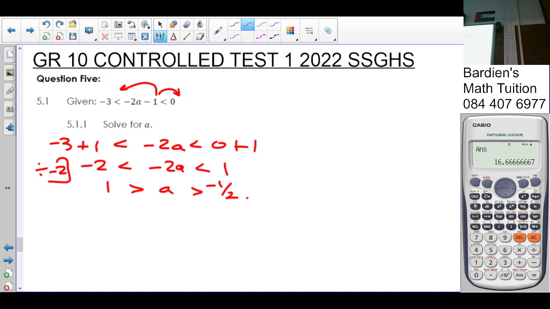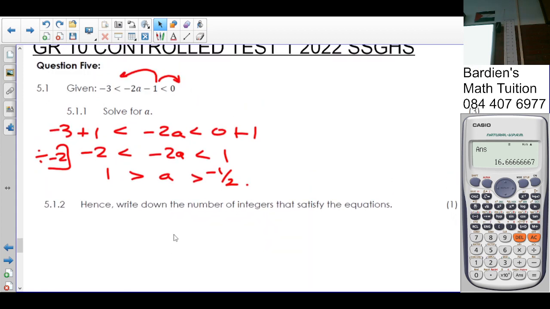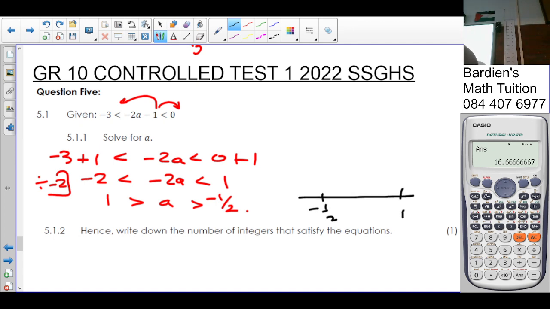Okay. Then the question is asked, hence write down the number of integers that satisfy the inequality. So if I look at this, how many integers lie between 1 and negative half? Negative half is here, 1 is there. The only integer between that is 0. So how many integers are lying between this? It's going to be 1.